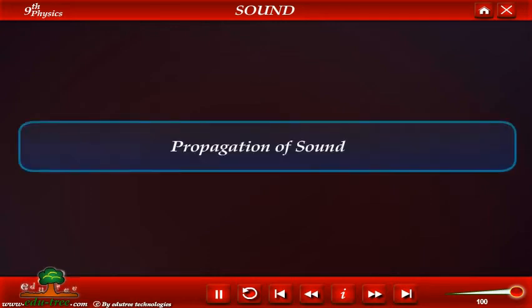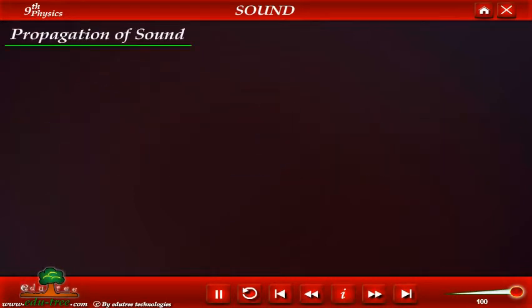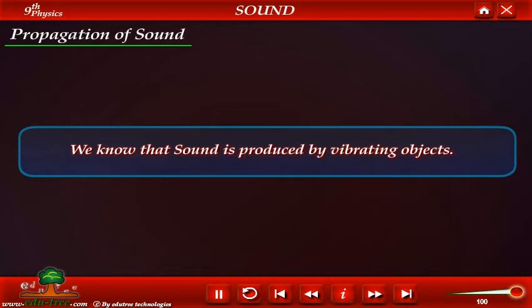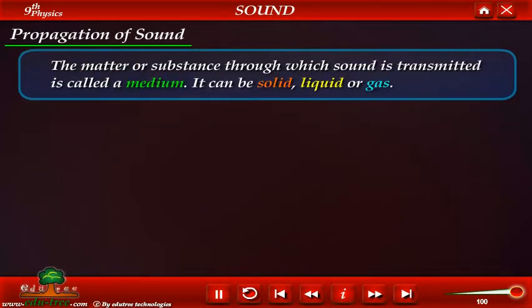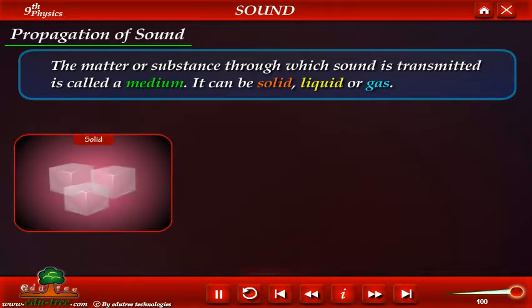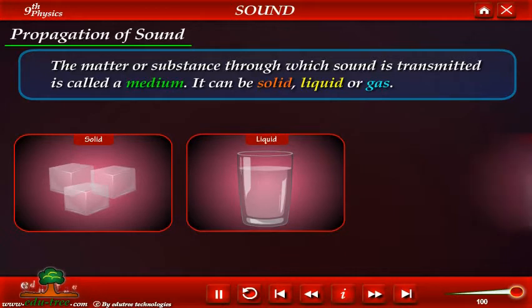Propagation of sound. We know that sound is produced by vibrating objects. The matter or substance through which sound is transmitted is called a medium. It can be solid, liquid, or gas.